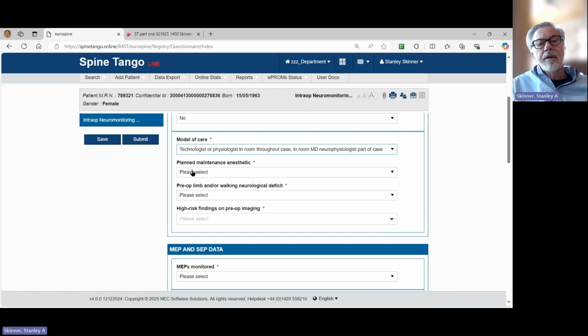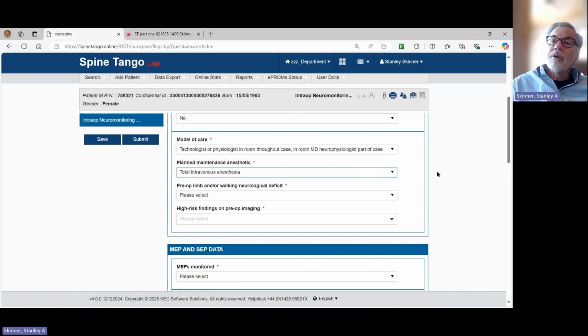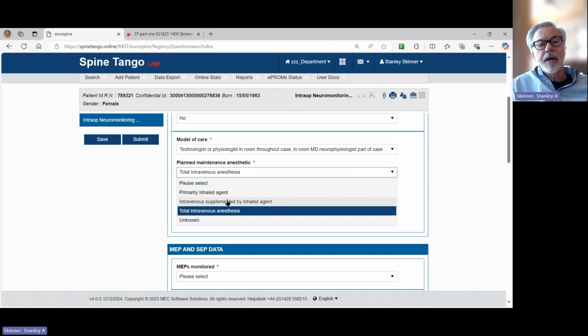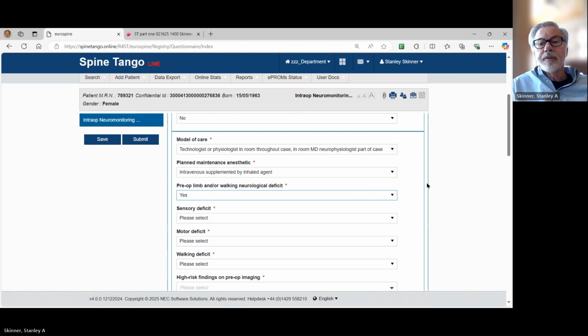Planned maintenance anesthetic. We're going to be doing MEPs. The preference would be total intravenous anesthesia, but the anesthesiologist may insist that some inhaled agent will be part of the plan, so you could put that in there like that. Pre-op limb or walking neurological deficits, we're going to say yes.